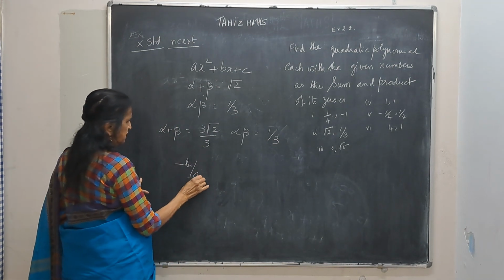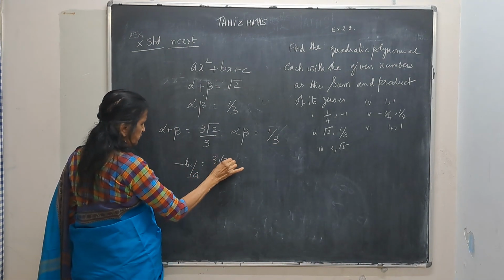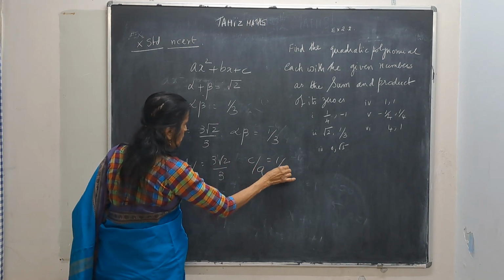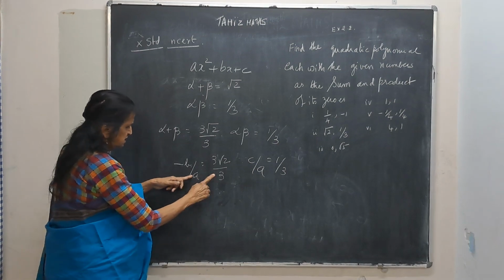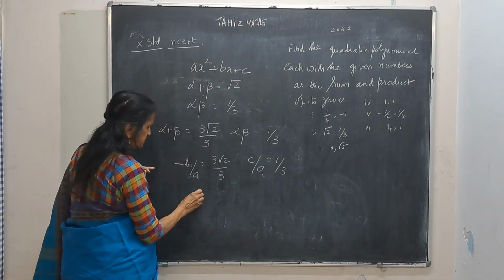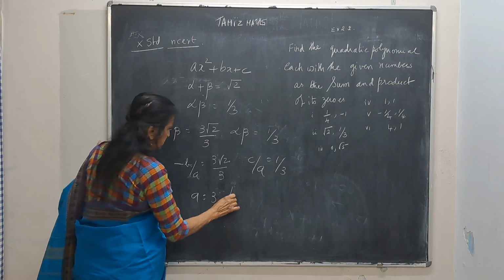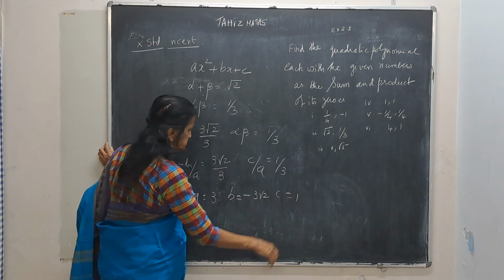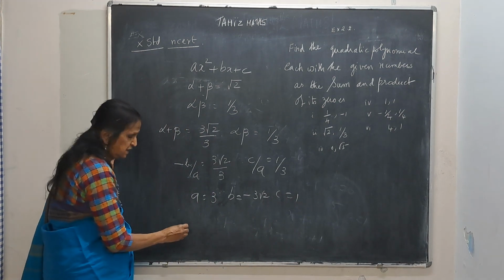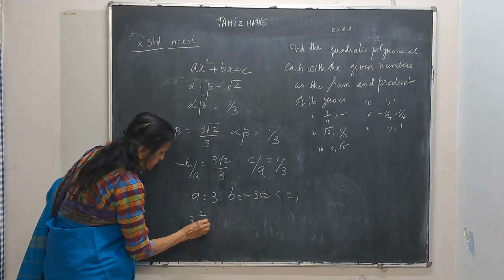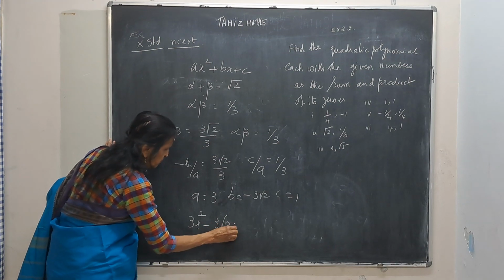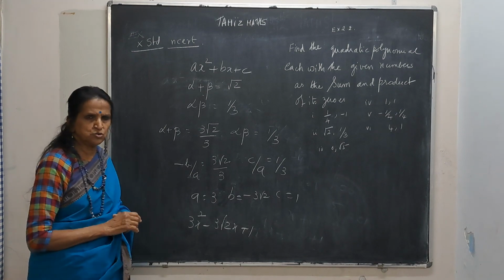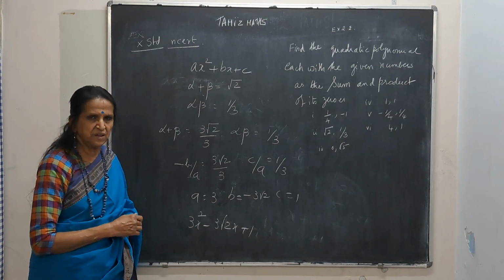Minus b by a is 3 root 2 by 3. C by a is 1 by 3. What is a? To bring this on a, I multiplied. A is 3. B is minus 3 root 2. And C is 1. So what will be the equation we want? ax square plus bx plus c. This will be the polynomial expression we want. Okay.